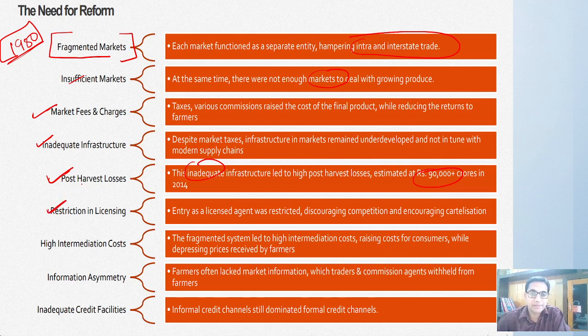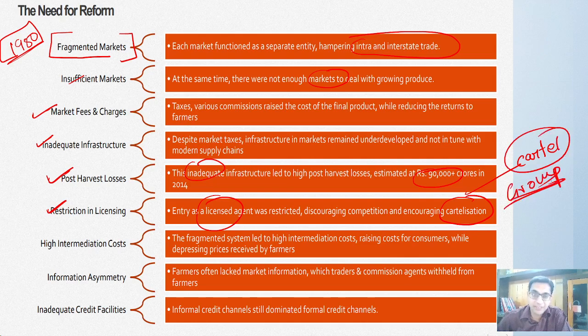Restriction in licensing. Entry as a licensed agent was restricted, discouraging competition and encouraging cartelization. That means the license is being controlled. Only those who have a license can work, and because of this it discourages competition, and a certain category of people gains control over the licensing facility. Because of this cartelization, you create your own cartel. Cartel means a group of people who are controlling everything.